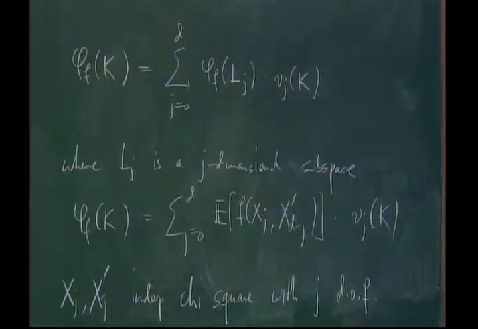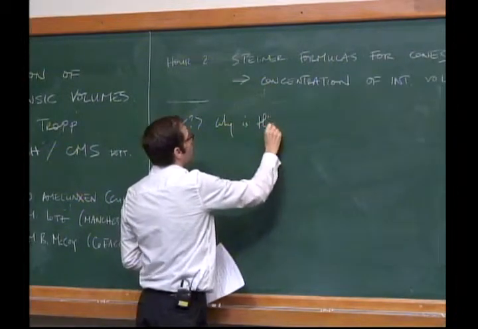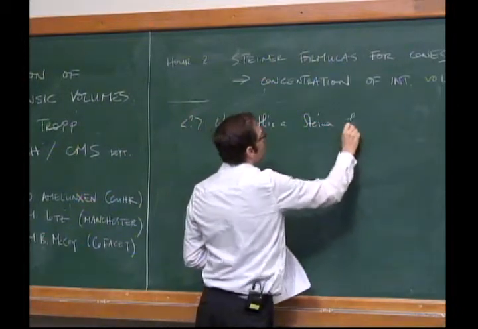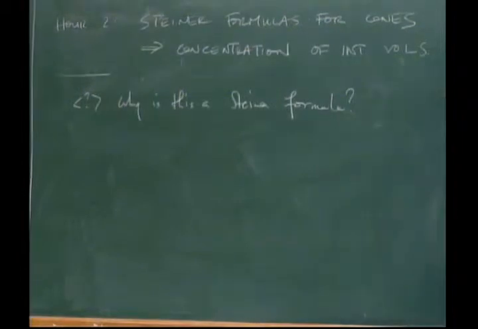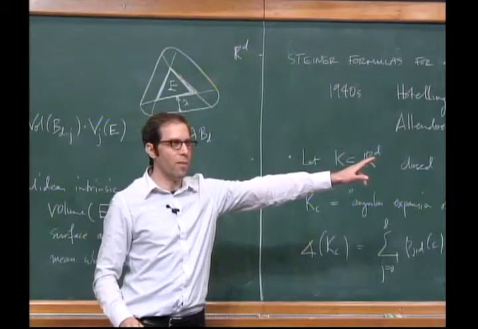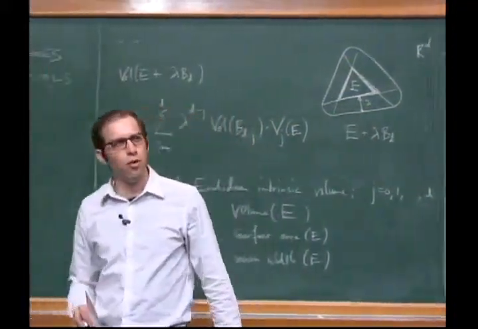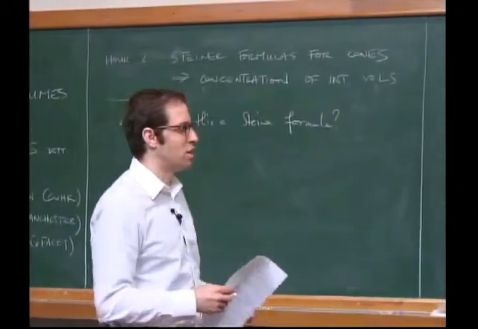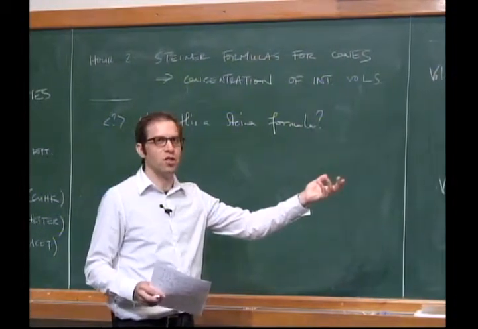Okay, probably the question you should be asking is, why is this a Steiner formula? It turns out you can actually prove this result is a consequence of the master Steiner formula. I'm not going to do that for you because it's a little bit messy. I'm going to prove instead what is called the Gaussian Steiner formula, which treats a Euclidean expansion of a cone.